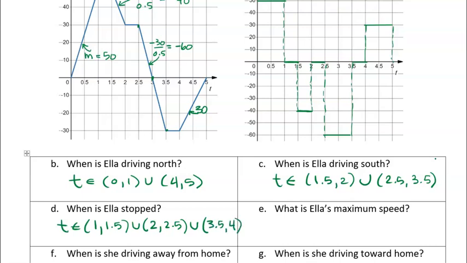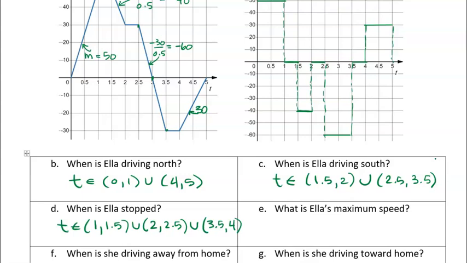Okay, so there were 3 times when she stopped, at least over that interval from 0 to 5. Now, beyond 5 she might have been stopped, she might have been at home too, but that interval was from 0 to 5. She stopped 3 times. What was her maximum speed?